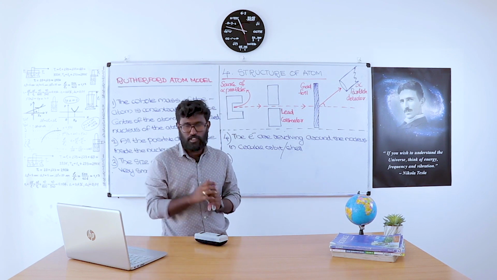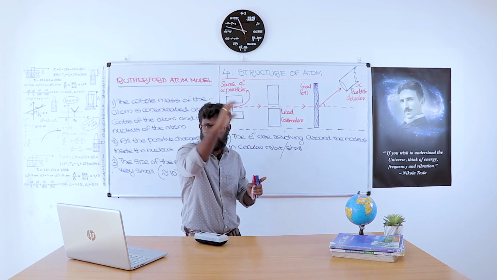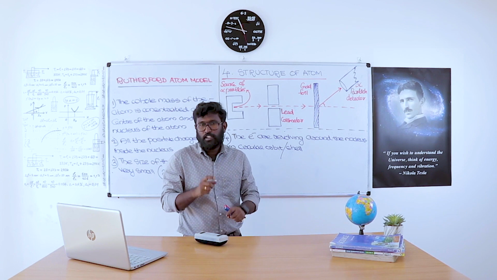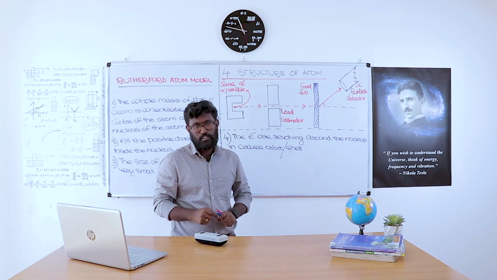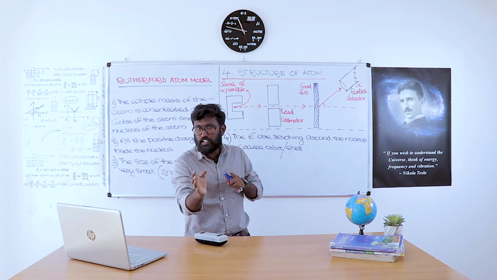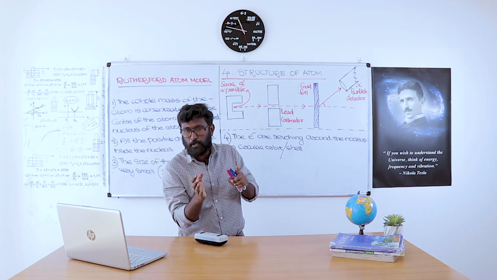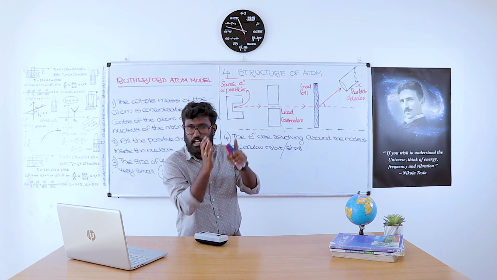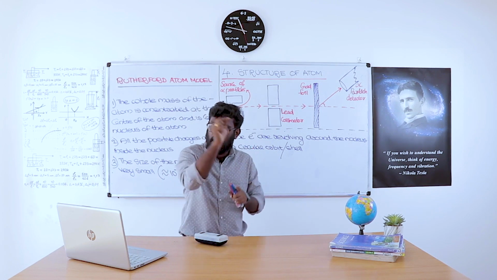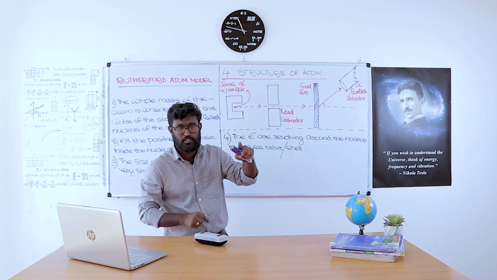Inside the nucleus there is proton. Proton is of positive charge. Outside the nucleus in the orbit there is electron. Electron is of negative charge. So there is negative charge and positive charge inside the atom: proton inside the nucleus is positively charged, and electron is negatively charged and is outside the nucleus in the orbit.